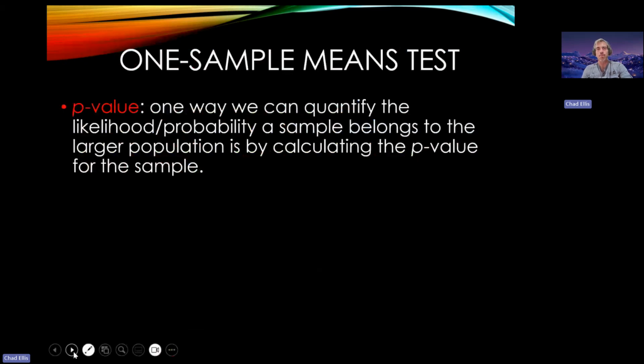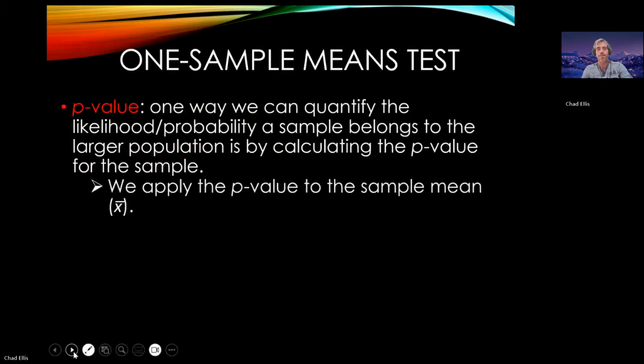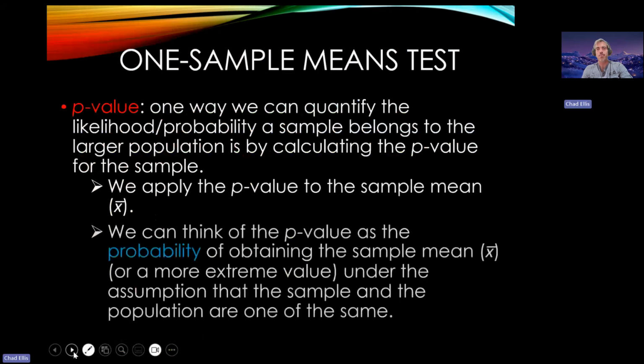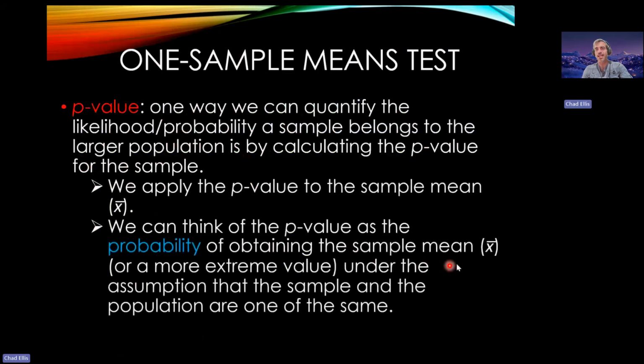So what does the p-value actually tell us? Well, it's one way to quantify the probability that the sample belongs to a larger population. You can think of the p-value as the probability of getting that sample mean, that x bar, or some other more extreme value, under the assumption that that sample actually does belong to the population. So as your p-value gets smaller and smaller, it becomes less and less likely that that x bar, that sample mean, actually belongs to the same population.